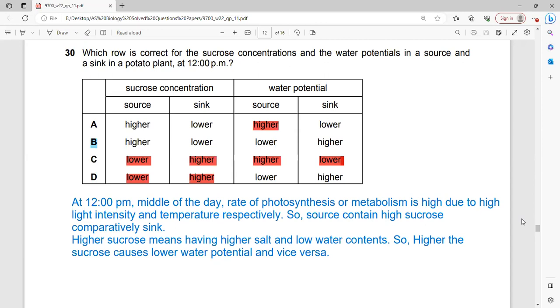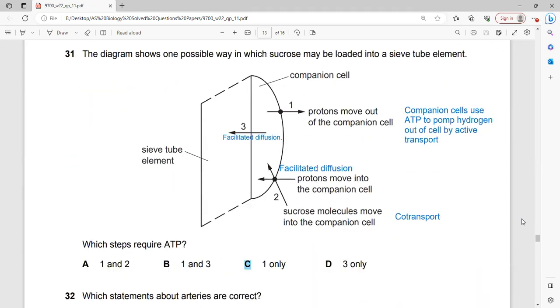So it means during the middle of the day, the source will contain higher sucrose, while the sink will contain lower sucrose. Now, if the sucrose is higher, it means the water is lower. So water potential will be lower. So in the next column, it will be the opposite of this. For example, the source contains higher sucrose, so the water potential will be lower. And the sink contains lower sucrose, so the water potential will be higher. So in this way, option B is our correct option. So we're going to proceed to the next question here.